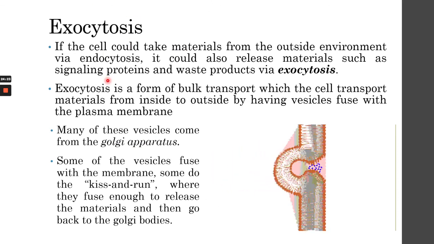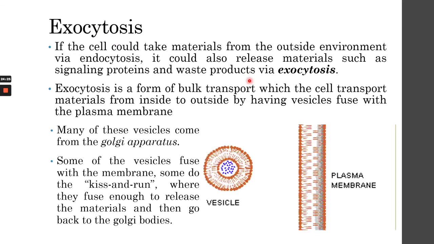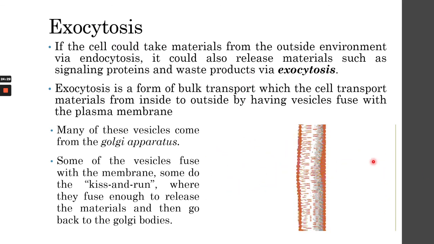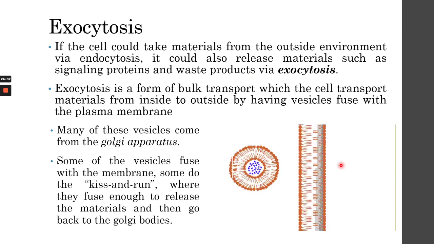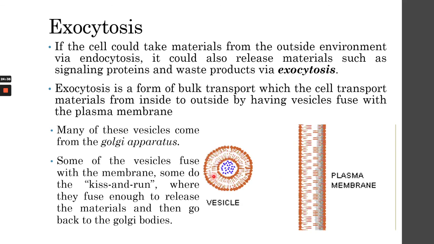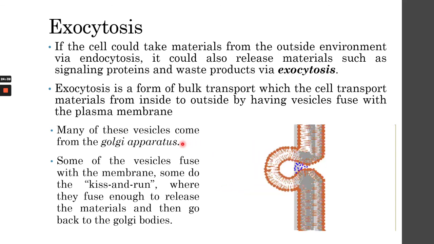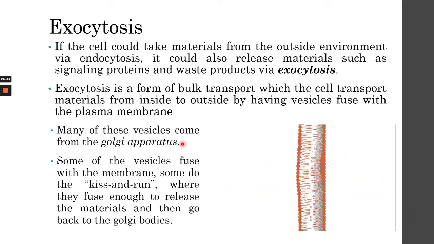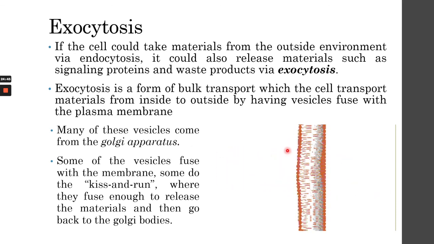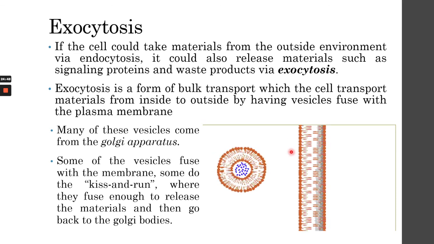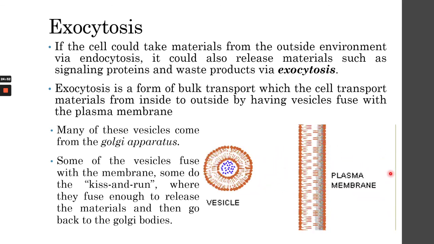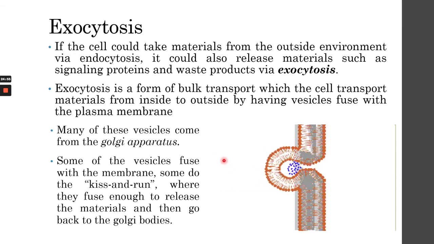So I hope you guys remember that. Exocytosis is basically when we want to release materials from the inside to the outside of the cell, while endocytosis is when we want to take things from the outside into the cell. So this is the end of bulk or vesicular transport, and all of these are called active transport because all of them require some form of energy in order for the cell to transfer materials into and out of the cell. So I hope that is clear.